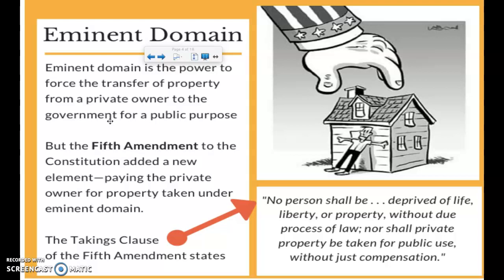Most of the Fifth Amendment, if you remember, was about due process. But this is sort of that clause that was hidden in the end of the Fifth Amendment that basically says that if you have private property, it's protected unless the government needs to use it for some public purpose. So they're going to build something that has a benefit to the rest of the public. They can take that property.